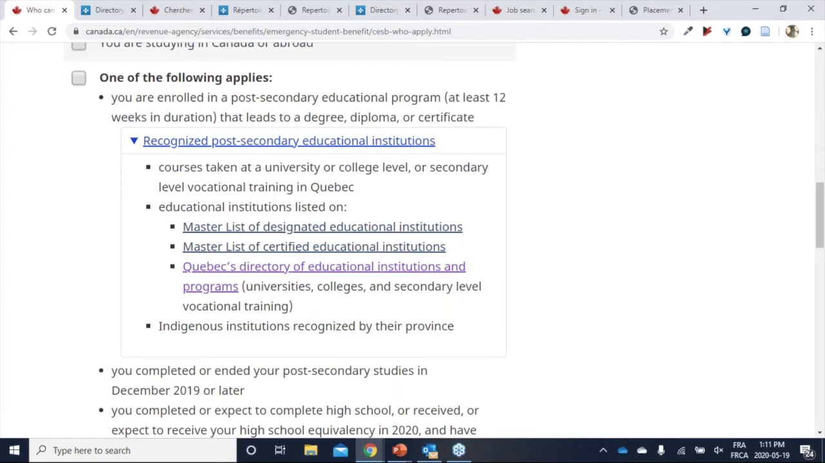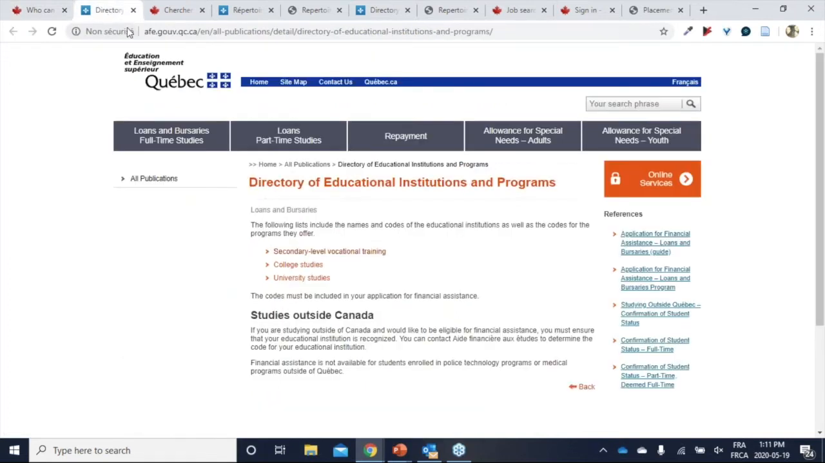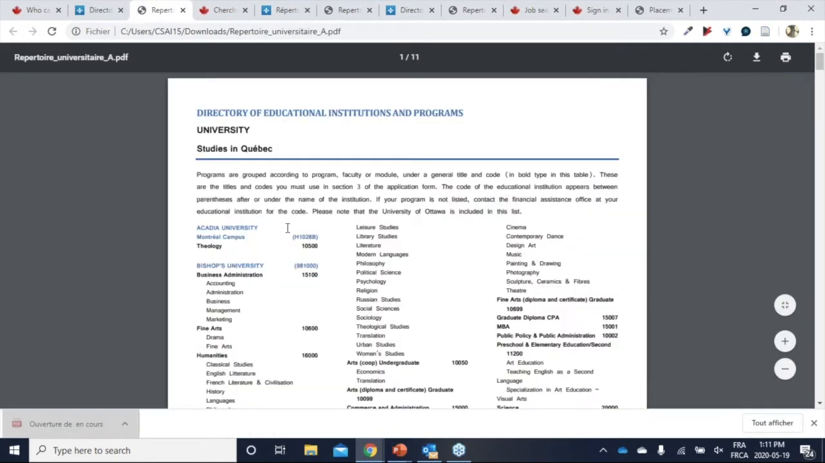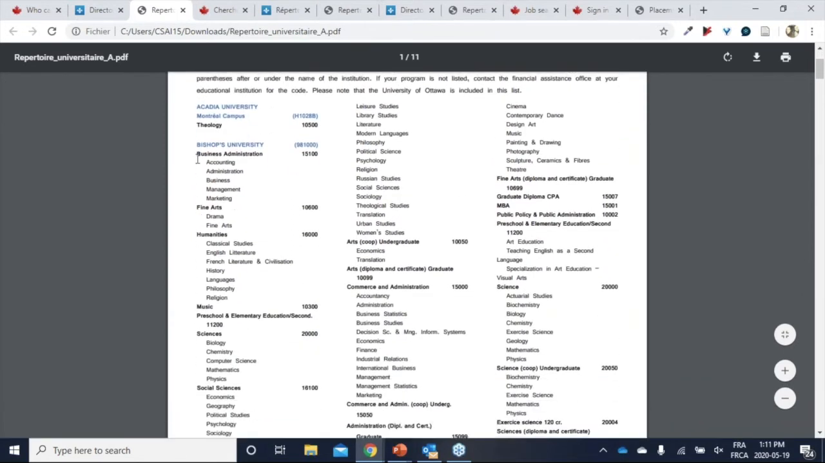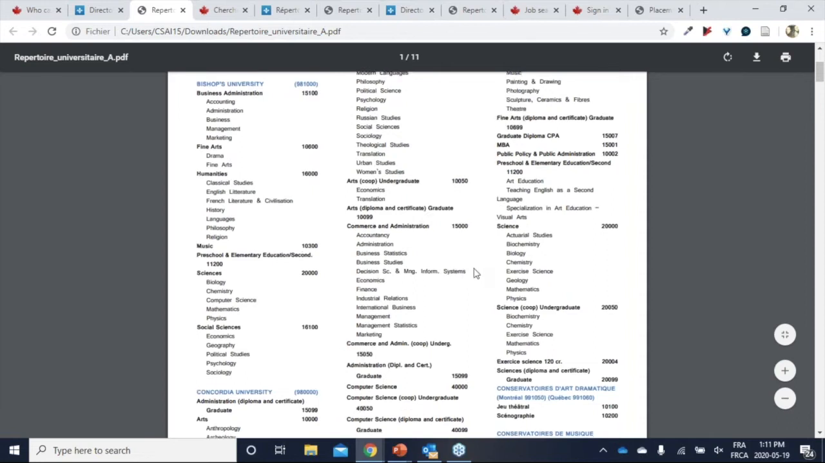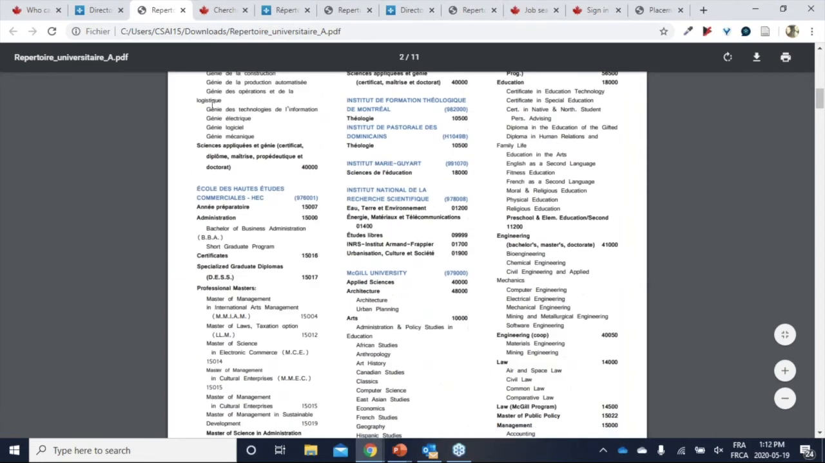If you want to make sure that your educational institution is on that list, you can check here with Quebec's Directory of Educational Institutions and Programs. It'll lead you to this page here, and you have three categories: the secondary level vocational training, college studies, and university studies. If you click on the link, you'll be directed to a PDF, and this will give you the entire list of all of the educational institutions and program studies in Quebec. And you would just have to make sure that your program is somewhere in this list.